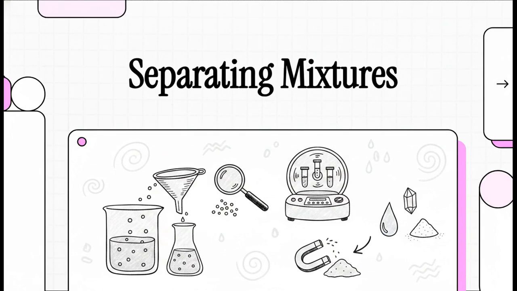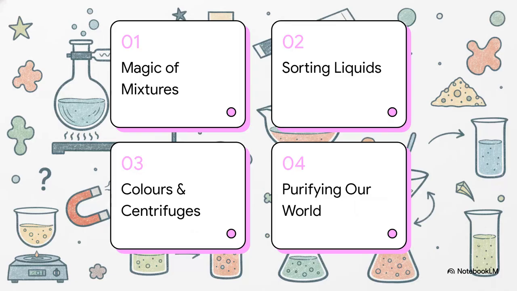Welcome to This Explainer. I'm super excited to dive into this with you because the secret to solving these everyday puzzles lies in the fascinating and often invisible science of separating mixtures. Today, we're going to look at exactly how science untangles chaotic blends into pure, usable, and even life-saving substances. Here's our roadmap for today. We'll start with the magic of mixtures, then move on to sorting liquids with science, followed by colors and centrifuges, and finally, how we're purifying our world.